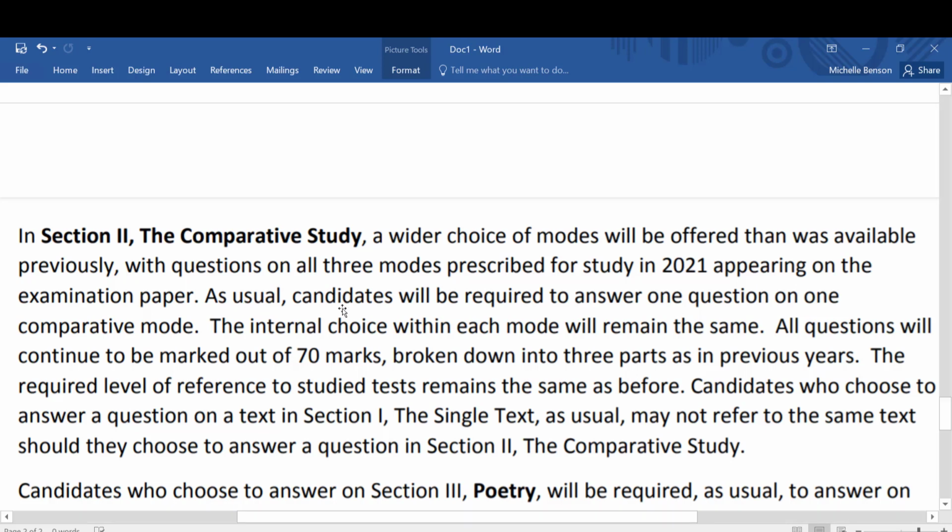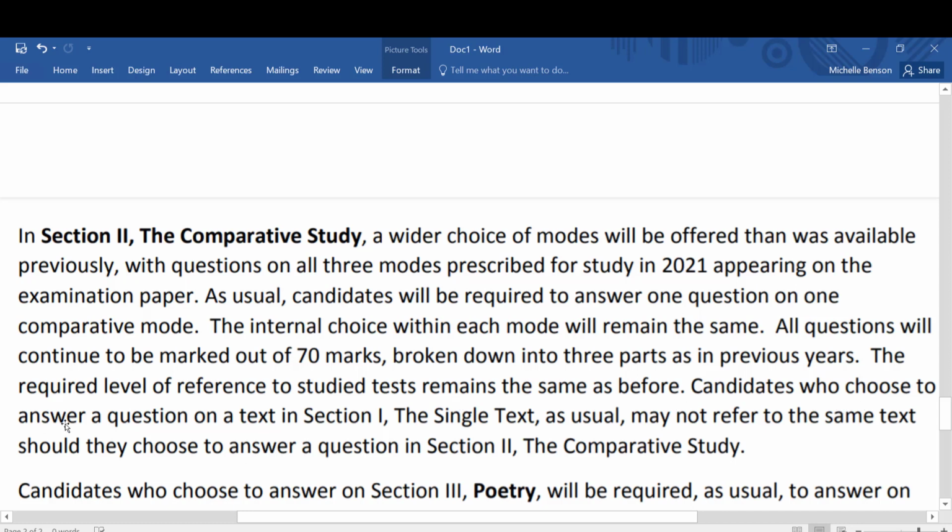As usual, candidates will be required to answer 1 question on 1 comparative mode. The internal choice within each mode will remain the same. All questions will continue to be marked out of 70 marks, broken down into 3 parts as in previous years. The required level of reference to studied texts remains the same as before.